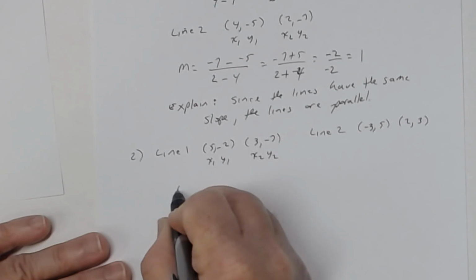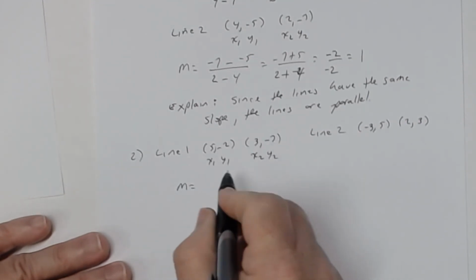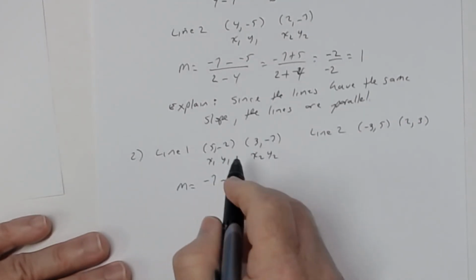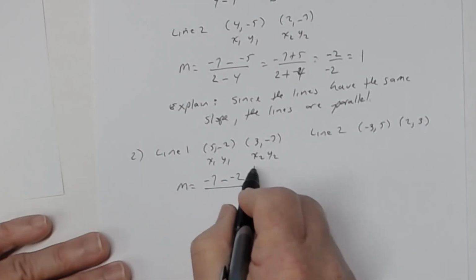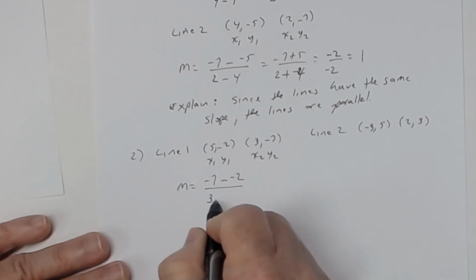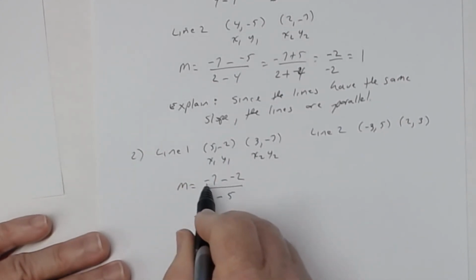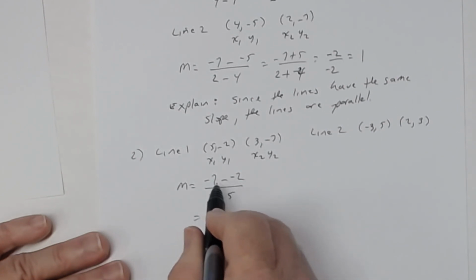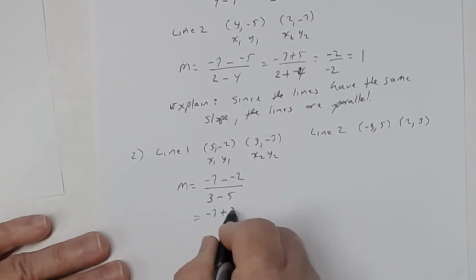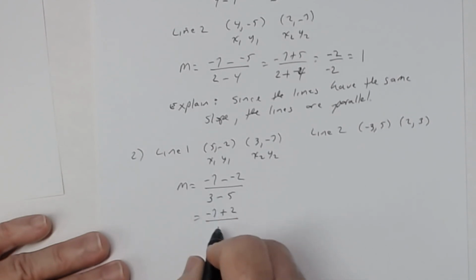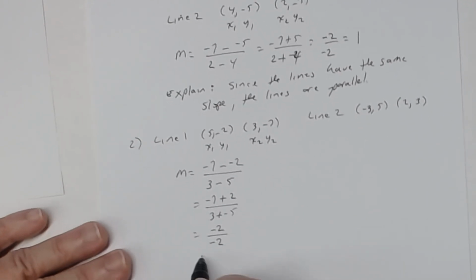So the slope of line 1 equals y2, which is -7, subtract y1, which is -2, divided by x2, which is 3, subtract x1, which is 5. The order matters. So -7 subtract -2 means -7 plus 2, and 3 subtract 5 is 3 plus a -5. -7 plus 2 is -2, and 3 plus -5 is -2. So I get a positive 1.